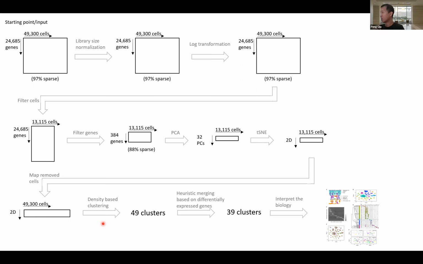Okay. All right. So okay, there is one more question about how the cluster would differ if they did not bring back the removed cells. My gut feeling is that the clustering results will be highly similar.